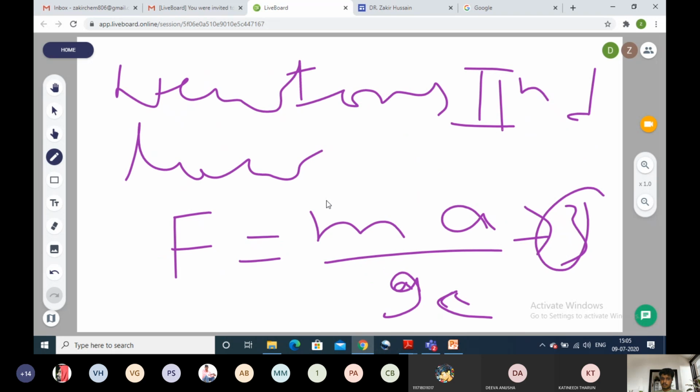Then from Newton's second law of motion, we can say force is equal to mass times the acceleration. In order to compensate for the gravitation, we need to incorporate gc, the gravitational constant, in the denominator, whose units may be kg meter per kg force second square.